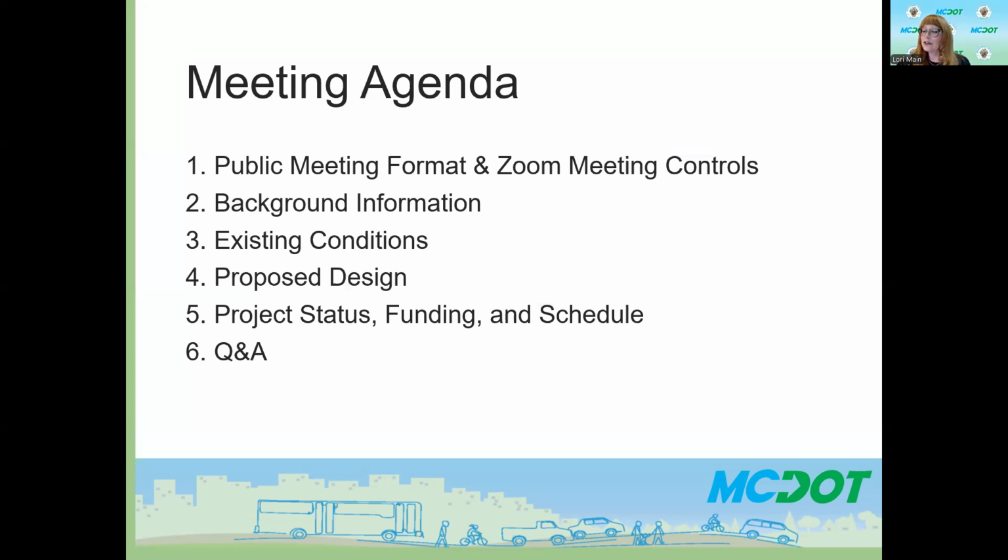Before we get started, let's go over the meeting agenda. First, we're going to discuss the public meeting format and go over some basic Zoom meeting controls. We will then discuss the background information of the project, existing conditions on Norwood Road, the proposed design, project status, funding, and schedule, and then we'll have a question and answer and comment session. I do apologize. The meeting was originally scheduled for 6:30 to 8. However, the library closes at 8 p.m., so we have a hard stop at 7:30 this evening.